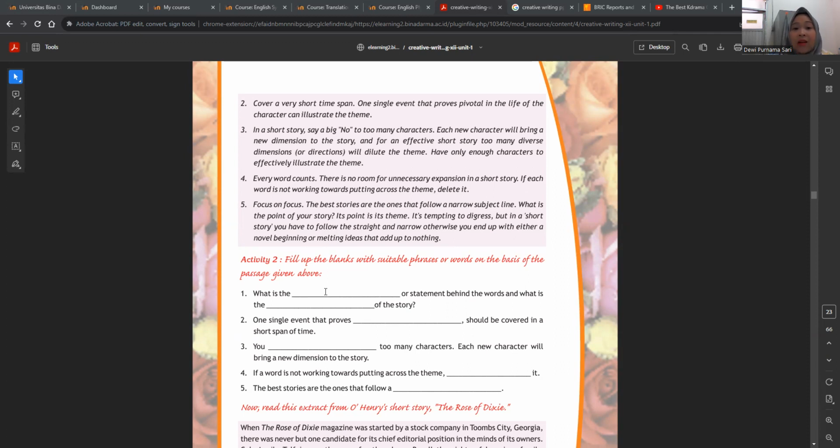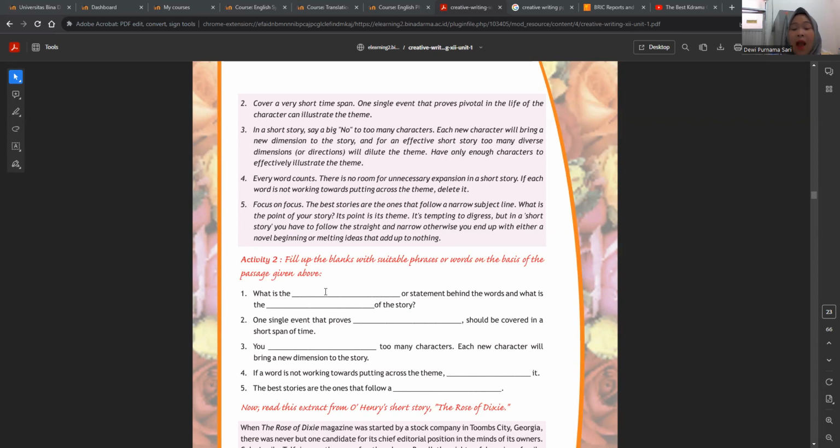Okay. And then in a short story, say a big no to many characters because each new character will bring a new dimension to the story, and for an effective short story, too many diverse dimensions or directions will dilute the theme. So that's why you have to limit the characters and decide which character you want to portray more in your short story, and have only enough characters to effectively illustrate the theme.